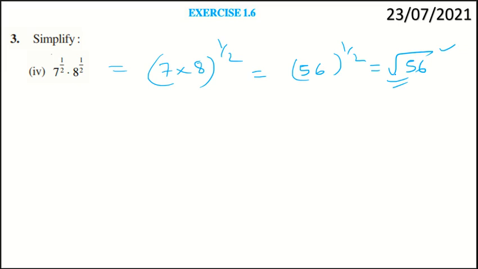See children, in the exercise 1.6 there are only 3 main questions. In each question sub questions are there. We solved all sub questions from the exercise 1.6. So with this we have completed the whole chapter, number system, from our class 9th.